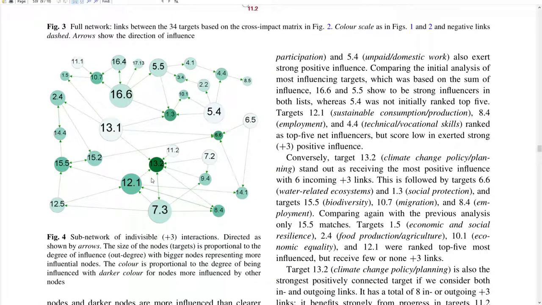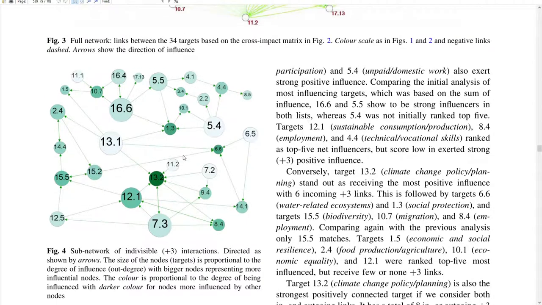They also use this subnetwork of indivisible interactions. They took only the plus 3 interactions. The way we could see this subnetwork is, the bigger the circle, the more influence that circle has over other targets. And the smaller it is, the less influence it has over others. Like 8.5, no arrows or links coming out of it. Similarly, 17.13, nothing coming out of it. This one, only one. That's why it's a little bit bigger than this one. But the biggest one, I would say, is this one.